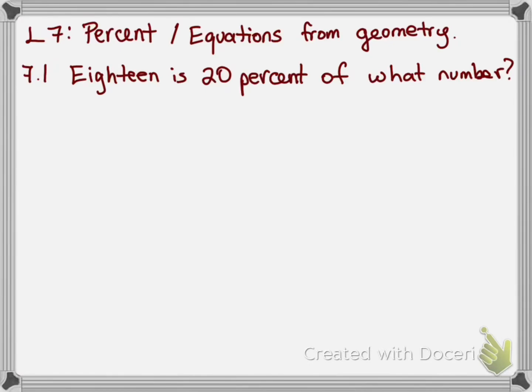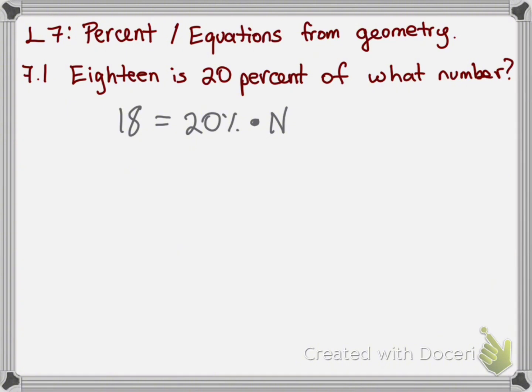Hello, today we're going to do lesson 7, percent and equations from geometry. So the first thing that you have to remember is that you can always translate the information that they give you in words to math, to symbols. So 18 means equals, 20% of means multiplication. What number? That is my variable. That's what I need to find, the unknown.